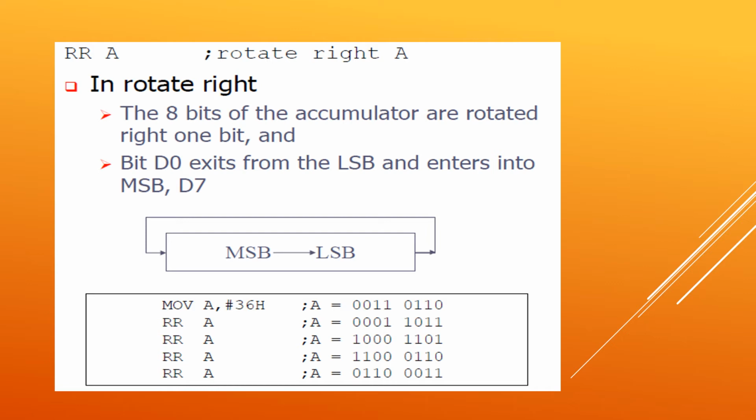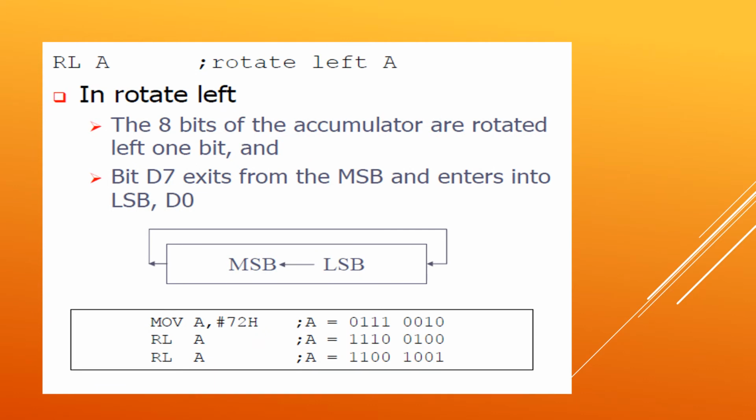This is the first one, rotate right. The 8 bits of the accumulator are rotated right 1 bit, and bit D0 exits from the LSB and enters into the MSB D7. You can see this in the figure. Rotating right, the LSB will appear in the MSB. Now, if you rotate 4 times, there will be an exact reverse manner. For example, MOV A, #36H: what will be there? 6 3, swapping as if. The same operation, rotating right 4 times, and the accumulator contains the swapped value. So it is useful for swapping purposes.